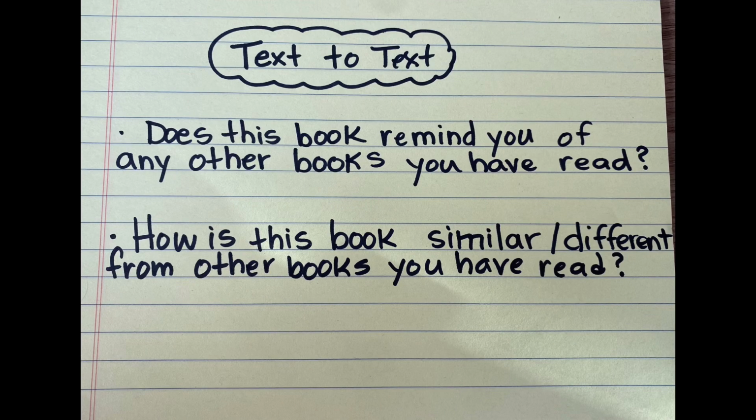And the two guide questions for this part, you can ask the students to think about how are the books or texts similar and different. You can even use Venn diagrams or graphic organizers to do this. And you can also ask them, does this book or text remind me of a previous book or text that I've already read?